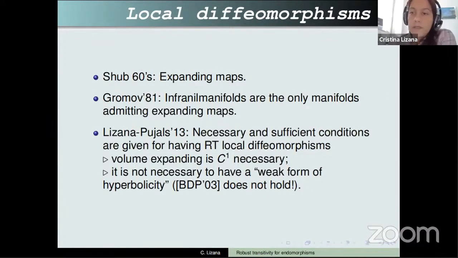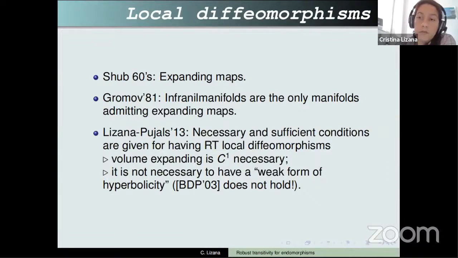So in 2013, we published with Pujals. This is a result from my PhD thesis, where we gave necessary and sufficient conditions to have robustly transitive local diffeomorphisms. One of these necessary conditions in the local diffeomorphism setting is that you have to be volume expanding. Remember that for diffeomorphisms, I said that you have a necessary condition that your tangent bundle has to admit a dominated splitting.